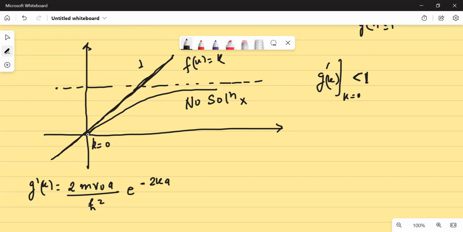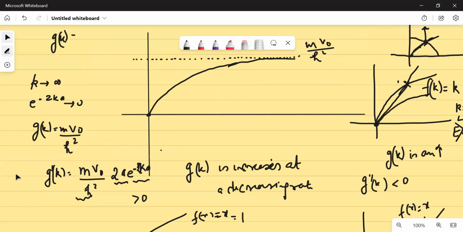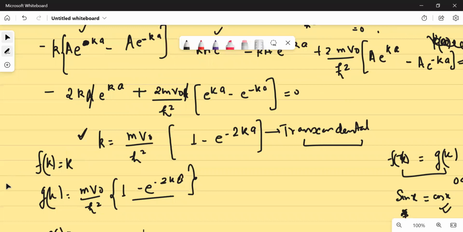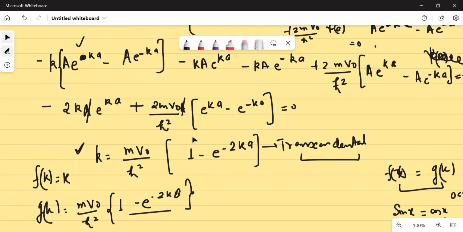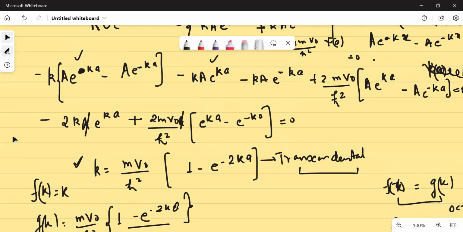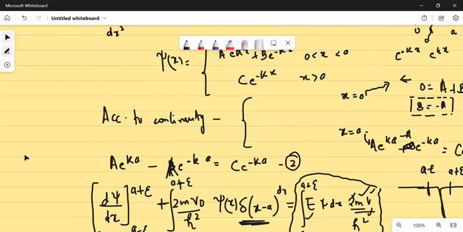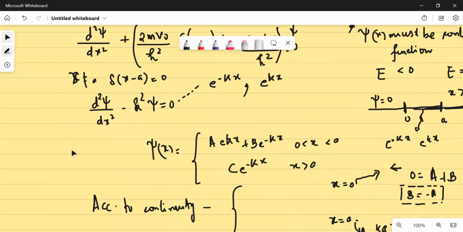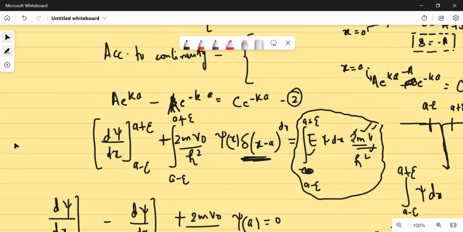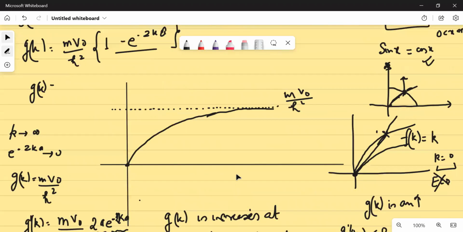So if at k equal to 0, my g dash k is less than 1, then throughout my gk will lie below the graph fk equal to k. However, this will not lead to any solution, so there will be no such bound state. If there is no such value of k that satisfies this equation, that implies there is no solution to this equation, and we cannot find a bound state. But if you want to find a bound state, we must have at least one solution.